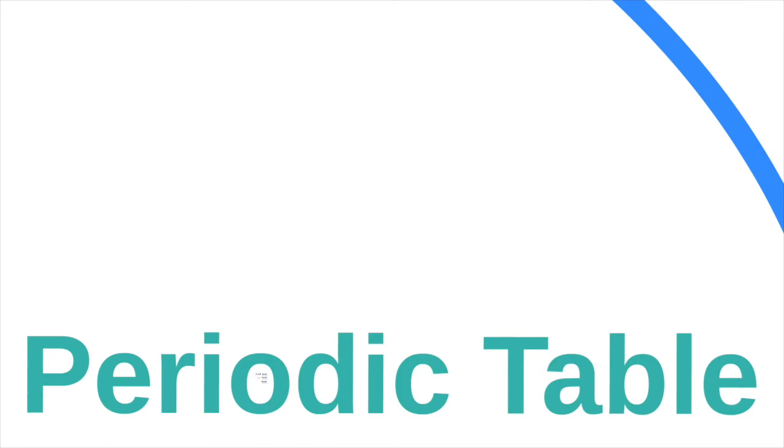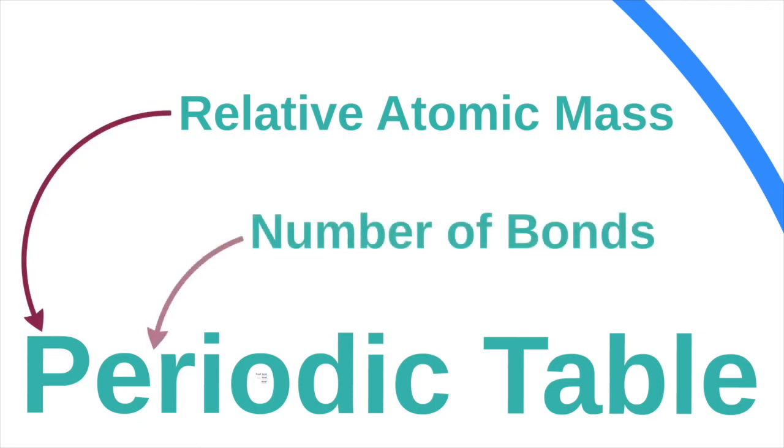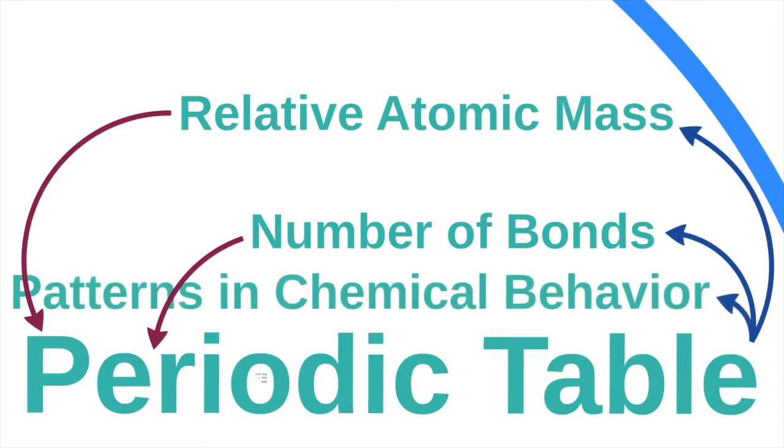Let's just take a brief look at all of the relationships we've learned in the past couple lessons. So Mendeleev used the relative atomic masses and the number of bonds to organize the elements into a periodic table. And the periodic table in turn can tell us the relative atomic masses and the numbers of bonds. It can also tell us patterns in chemical behavior, such as the fact that all the metals in the first column are not very dense and very reactive.